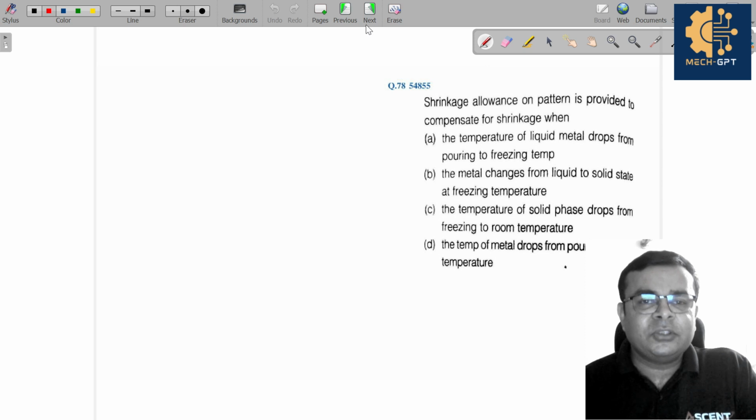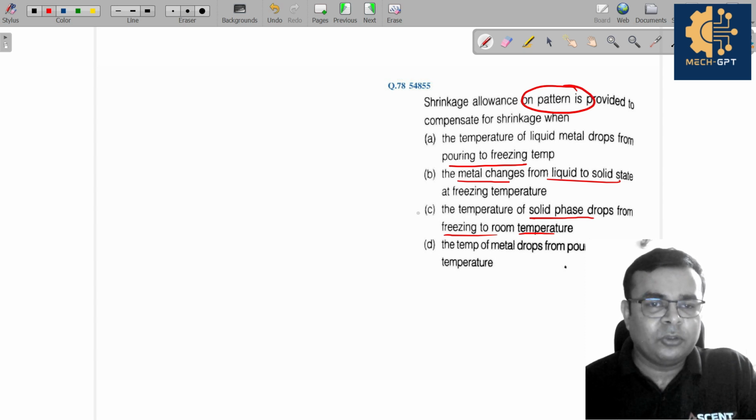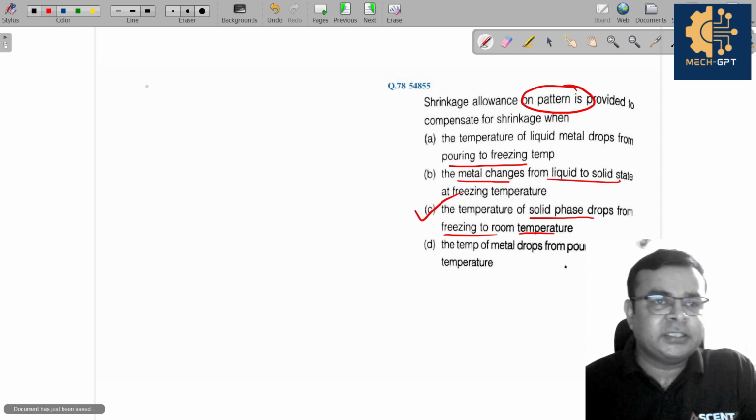Next, shrinkage allowance on the pattern is provided to compensate for shrinkages: when the temperature of liquid metal drops from pouring to freezing temperature, the metal changes from liquid to solid state, and the temperature of the solid phase drops from freezing to room temperature. So the pattern can compensate solid shrinkage only.